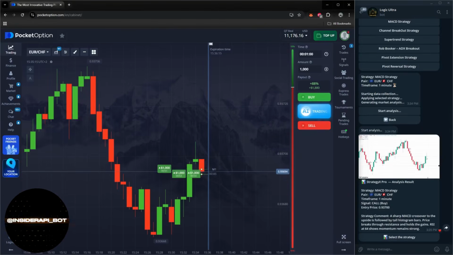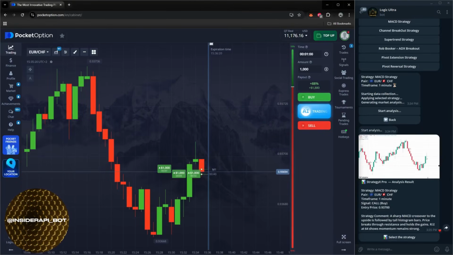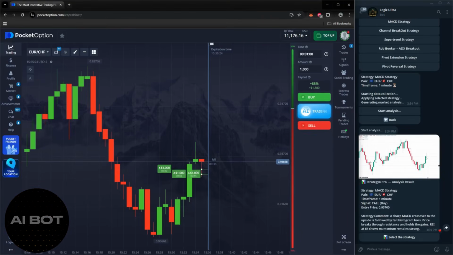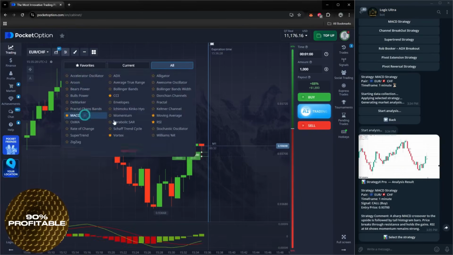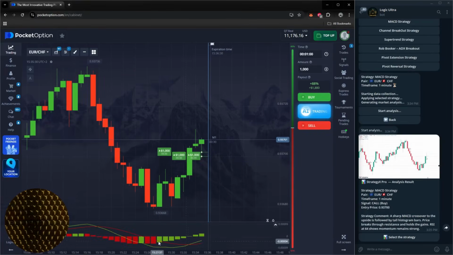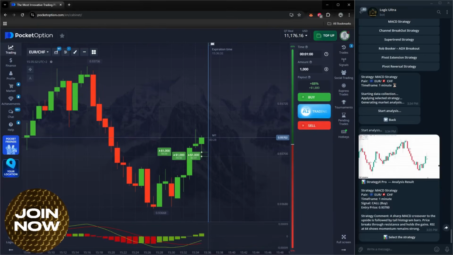Strategy comment right here. A sharp MACD crossover to the upside is followed by tall histogram bars. Price breaks through resistance and holds the gains. RSI at 64 shows momentum remains strong. Super nice, super easy, but let's add indicators. And here we have the crossovers. The strong bars start to appear, so exactly what the robot has told us is playing out on the chart.